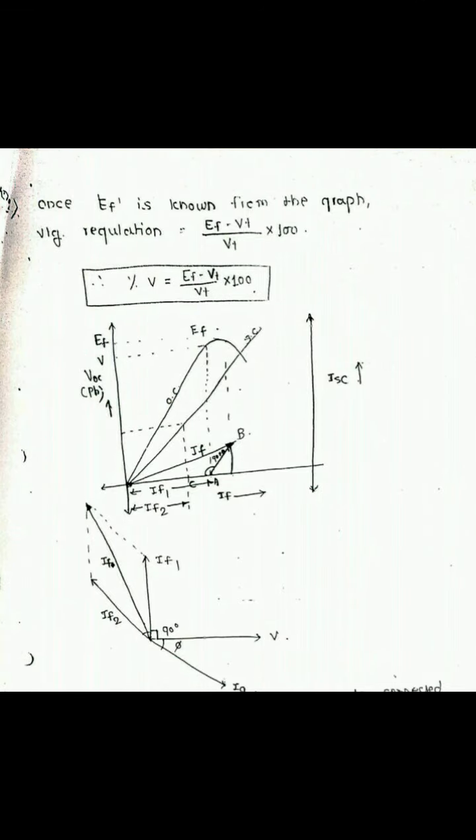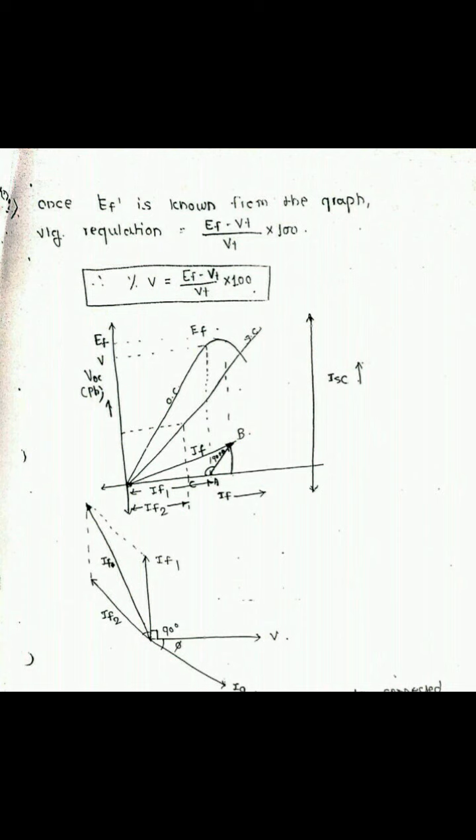Now the next step is considering all the factors, that is OCC and SCC, power factor, and the angle between IF1 and IF2, to find the corresponding voltage EF related to the reference field current IF. Once the EF is known from the graph, the voltage regulation is given by EF minus Vt divided by Vt into 100. That will give you the percentage regulation by the MMF method.